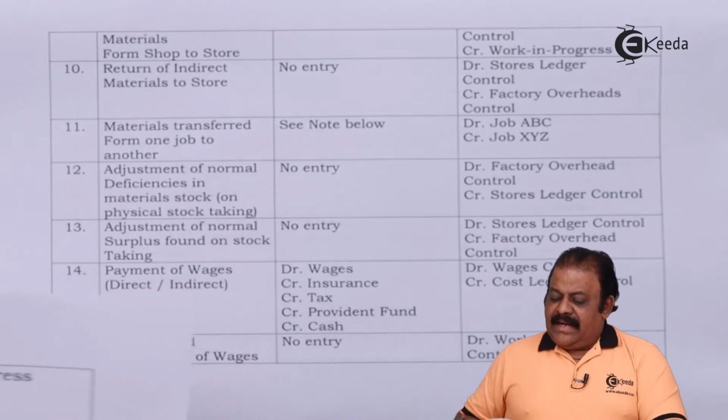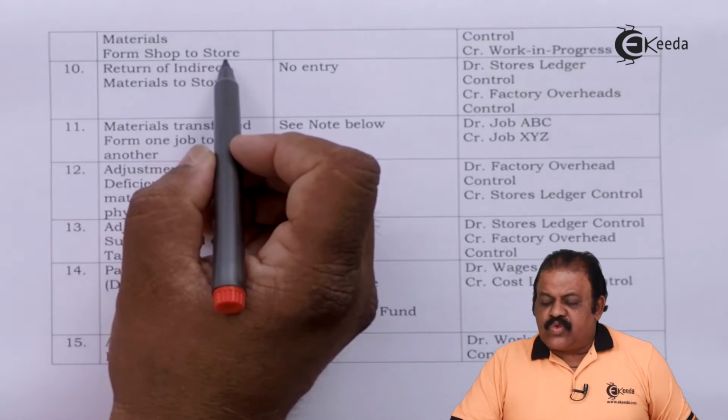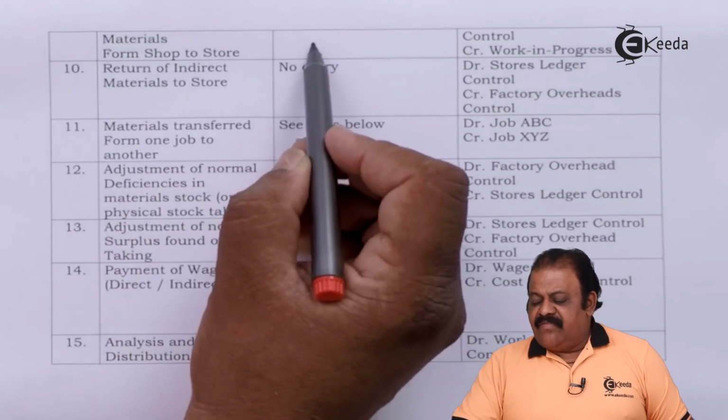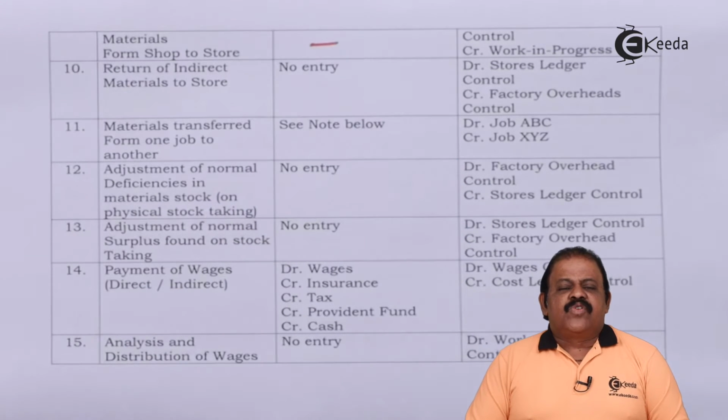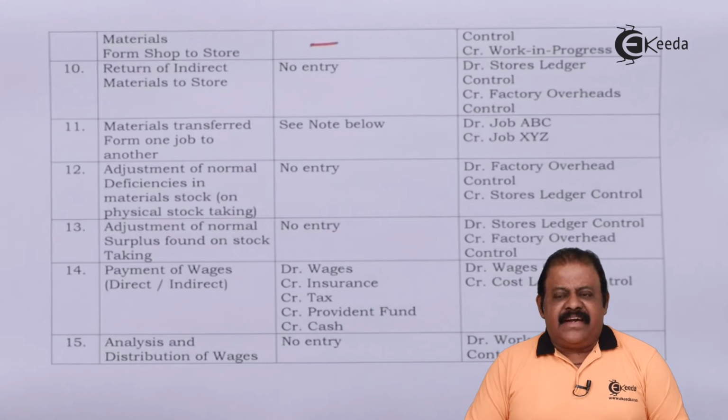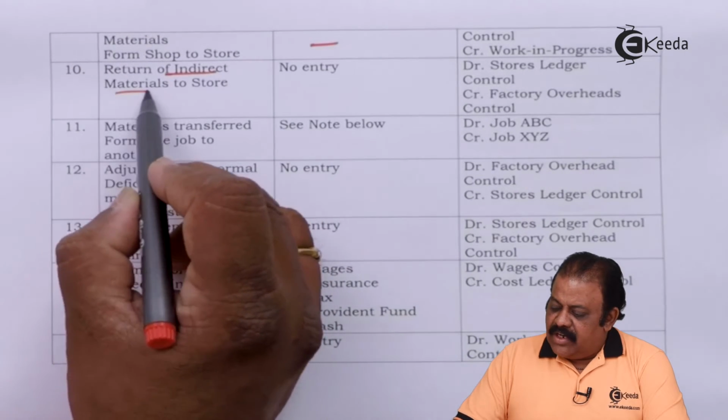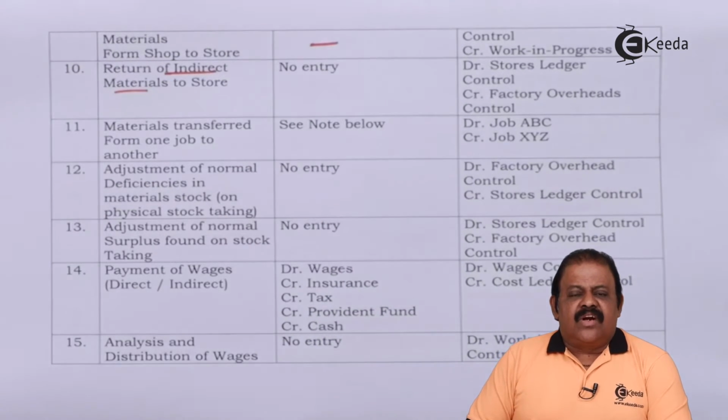Return of direct material from shop to stores. There will not be any entry in financial book. In cost book, stores ledger control account will be debited and work in progress account will be credited. Return of indirect material to stores. Store ledger control account will be debited and factory overheads control account will be credited in cost book. In financial book, there will be no entry.